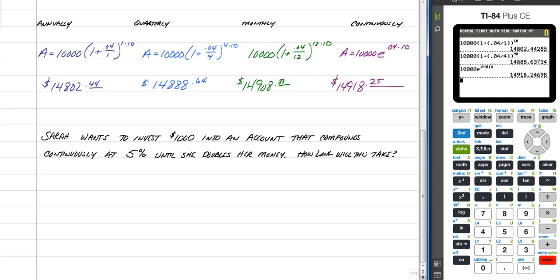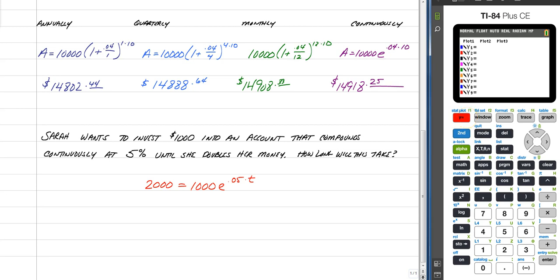So, this is what we should have done. We want to double the money, so the final amount needs to be $2,000. And since this is continuously, we're going to have 1,000 times e raised to the rate times time. But that's what we're trying to find, so we have to use t. So, since we don't know how to solve this algebraically yet, we just have to use our calculator again. So we just put 2,000 into Y1.